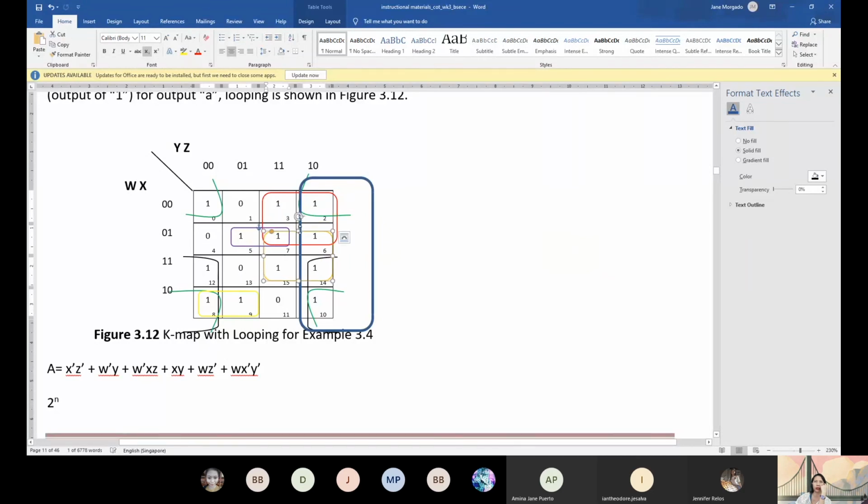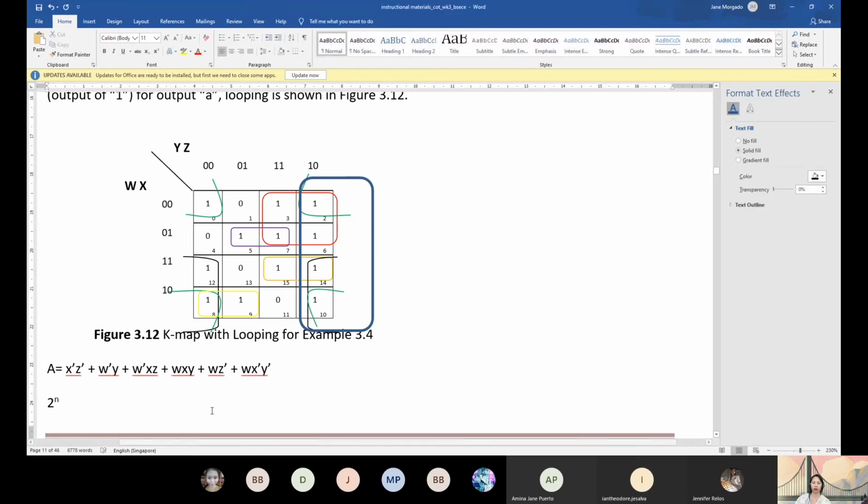Pwede naman si orange loop, ito lang. But if you only have 2 members in a loop, you'll have 3 literals. Kaya ginawa nating 4. That's why we made it 4 in a loop, such that we will only have 2. So for this orange loop, we have actually XY. Pero kung dalawa lang ang member, let's say 14, 15, it becomes WXY. So magiging 3, di ba?